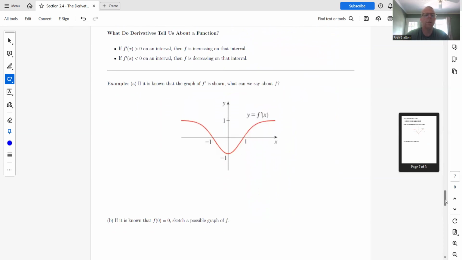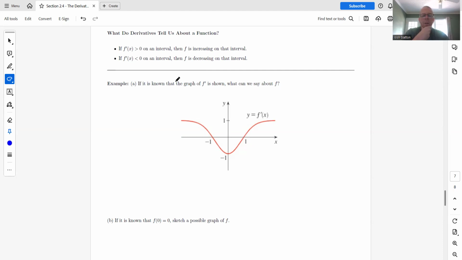So what do derivatives tell us about a function? We kind of already saw this when we did the very first example, where we had the graph of the function and we wanted to sketch a graph of the derivative. We kind of used this idea, but we didn't explicitly say it. Whenever the derivative is positive, the function will be increasing on the interval. Whenever the derivative is negative, that's essentially saying the slope is negative. If the slope is negative, then the function is decreasing.